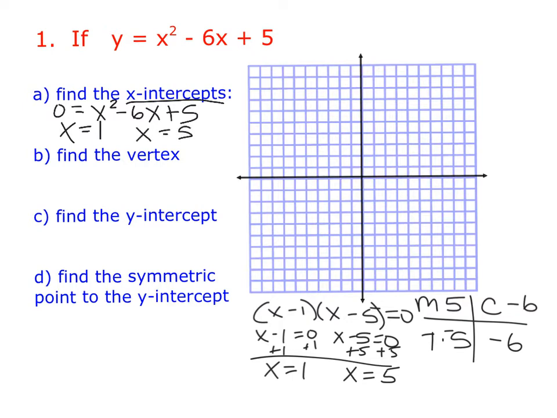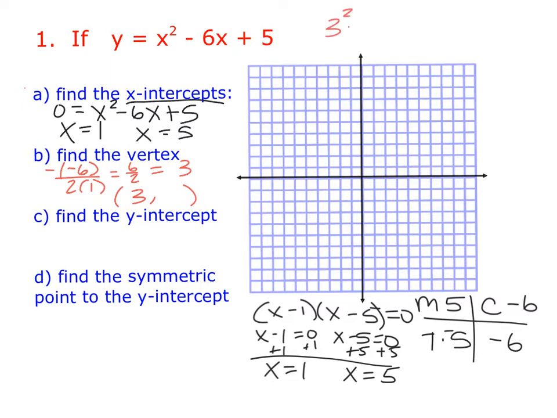So now we're going to find our vertex. So if you haven't already, do that. That's our negative b over 2a. So we got negative b, negative 6 over 2 times 1. So that's 6 over 2, which is 3. So 3, comma, and then we're going to plug the 3 in.